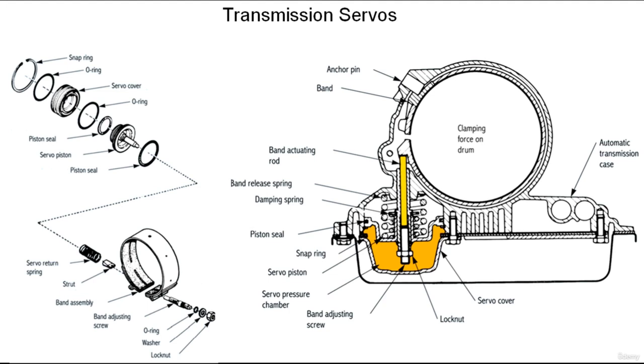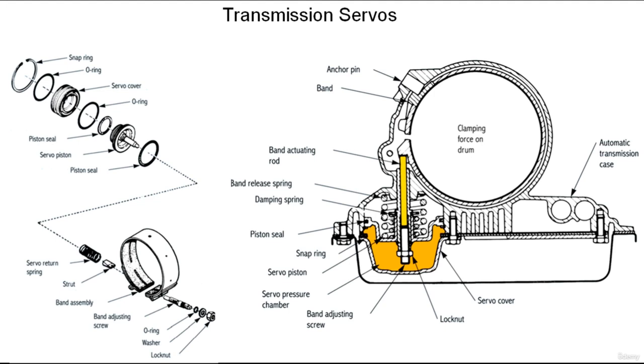At the opposite end of the band is the anchor strut or end pin and adjustment screw. These hold that end of the band stationary as the band tightens around the rotating drum. This rotating drum comes to a stop and is held stationary by the band. When the servo apply force is released, the return spring forces the servo piston to move in the cylinder with the servo apply force removed.